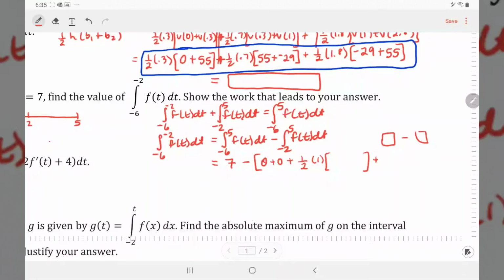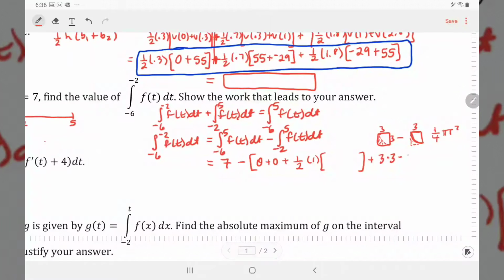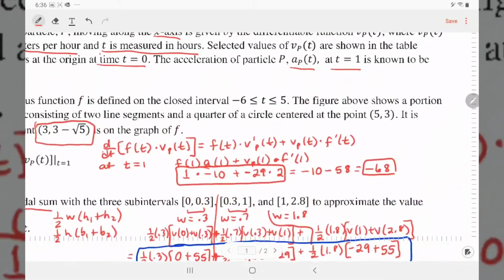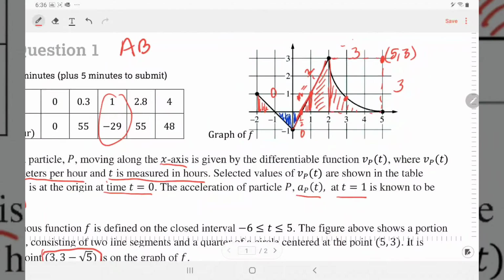Okay, so the square is 3 by 3, so that's 3 times 3 minus the quarter circle. The radius was 3, and a quarter circle would be 1/4 pi r squared. So that would be 1/4 pi times 9. And then let me look at the trapezoid. So the trapezoid's heights were 1 and 3. And that's the exact area because that's a straight line. So 1 plus 3 would be right here. So that would be 1 plus 3.